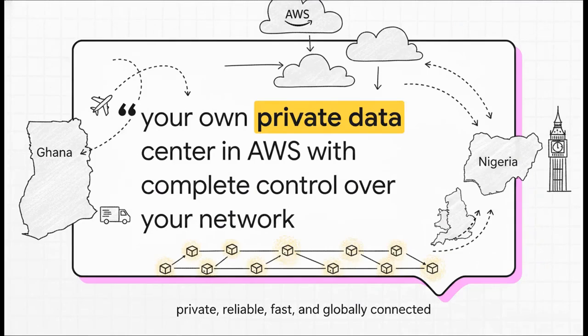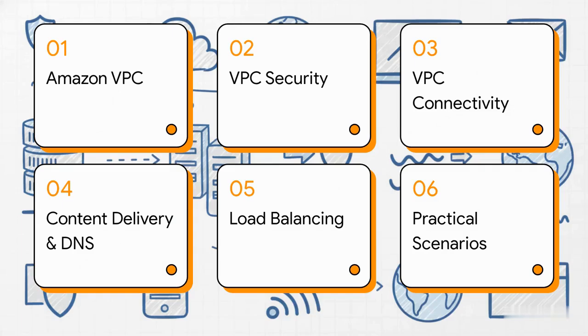Imagine running a delivery business across Accra, Lagos, and London. Your network needs to be private, reliable, fast, and globally connected. AWS networking and content delivery services help you achieve this. Keep that West African delivery network right in the front of your mind because it's going to perfectly guide our entire journey today. Here's a quick look at our roadmap.